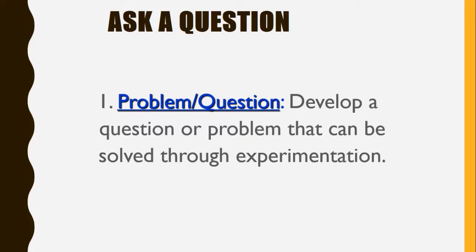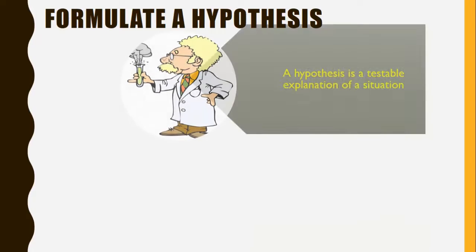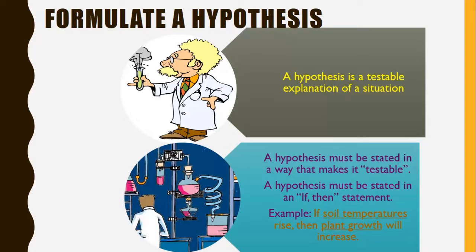So after you make that observation, the next thing you do is come up with a problem or a question based on that observation. Develop a question or problem that can be solved through experimentation. It has to be solved through some type of experimentation. That's very important. Next, you're going to formulate this cool thing called a hypothesis. A hypothesis is a testable explanation. And again, it must be testable.